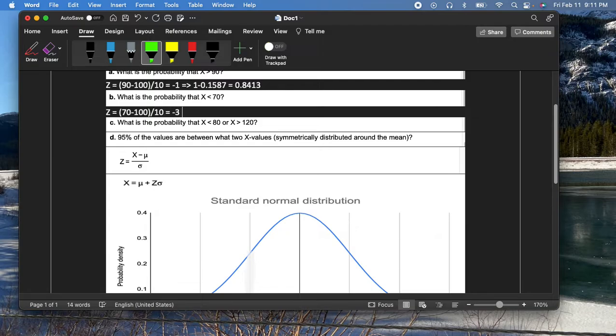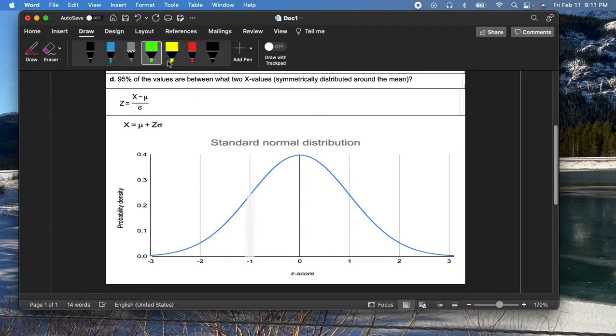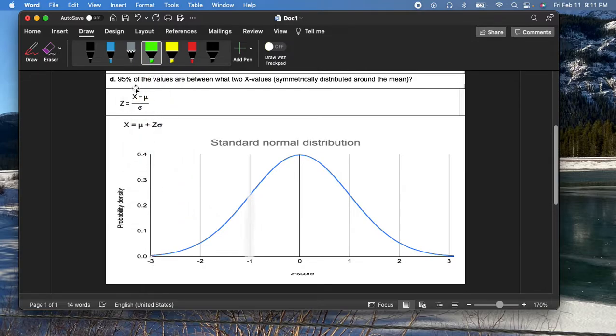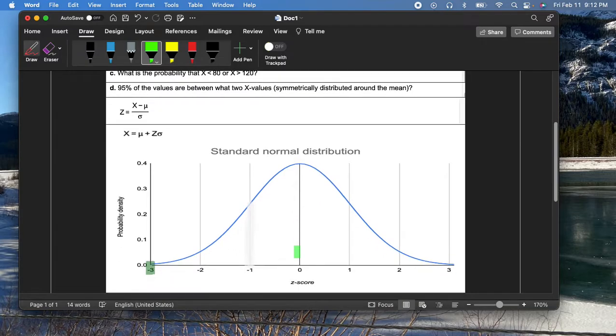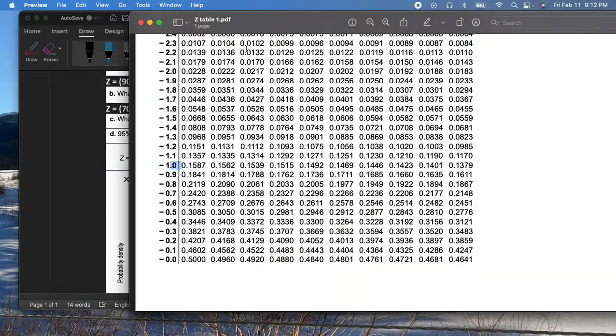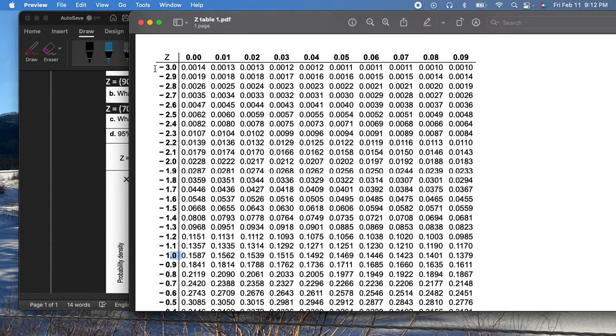Okay, so we know that Z equals -3, and let's get our highlighter again. Basically we are trying to find values that are to the left of -3. So it's going to be this little tiny part right here. It's so small I can't even draw it with this big highlighter. This value is going to be very small, right? So let me open the Z table again, and here is -3, and the value is 0.0014.